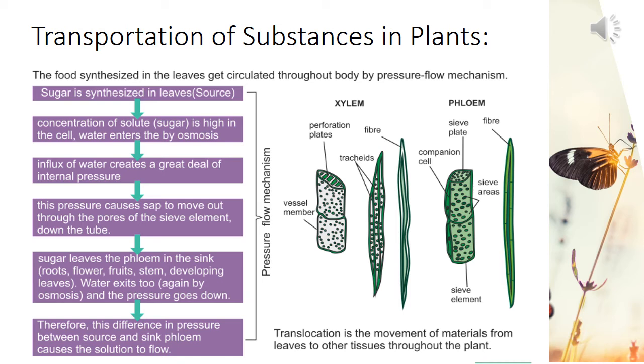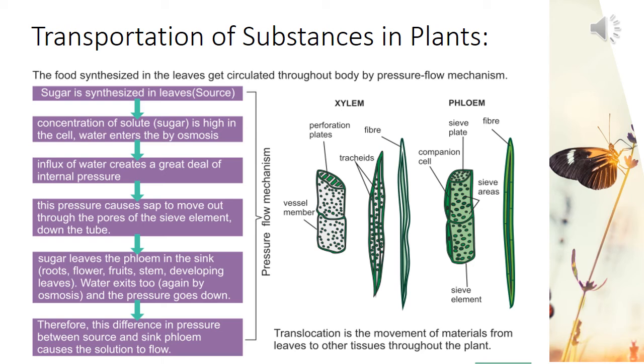The food is manufactured in the green leaves of the plant. The food has to be transported from the leaf to every cell of the plant. So the transportation of food from the leaves to other parts of the plant is called translocation. The translocation takes place with the help of the cells of vascular tissue called phloem.